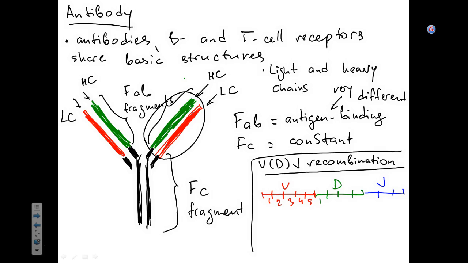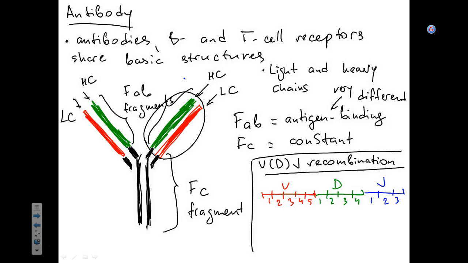Are we clear? Is that understood? You have 5 V genes. All V genes are very similar. Very, very similar, but not identical, but similar. All D genes are similar, but not identical. All J's are similar, but not identical. Are we cool so far?